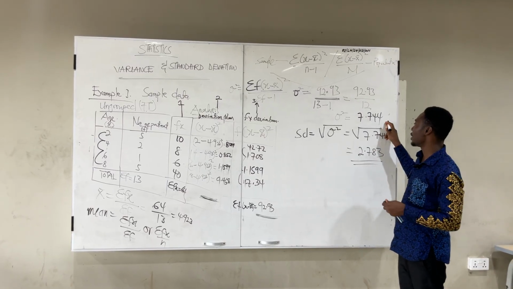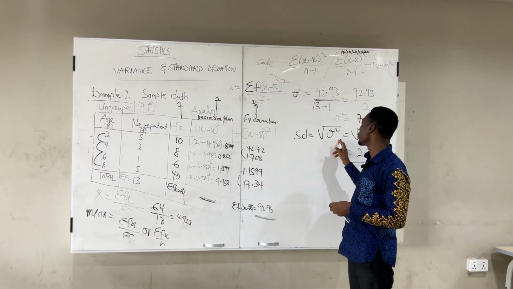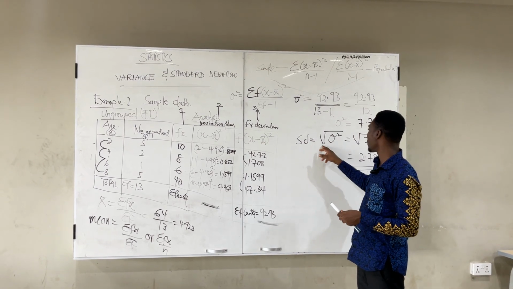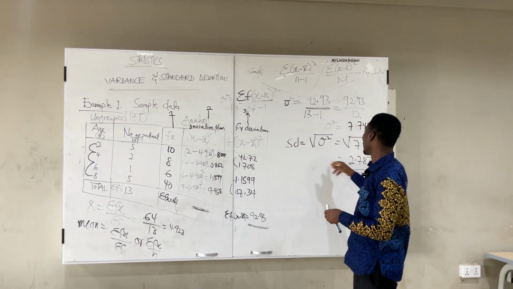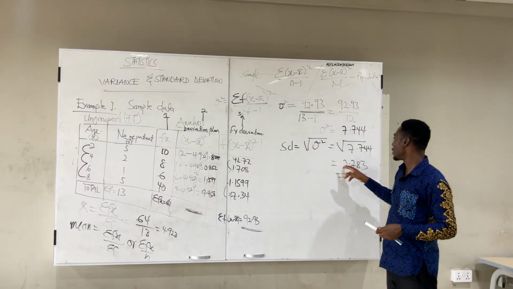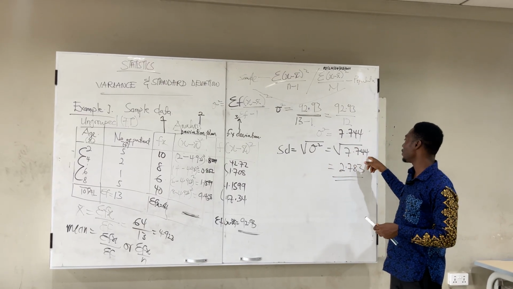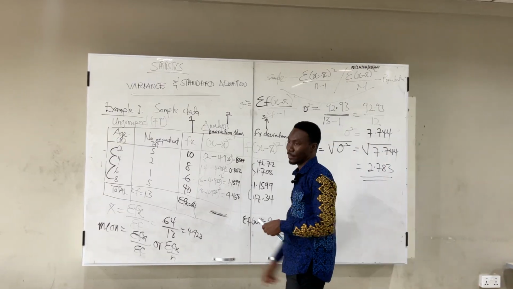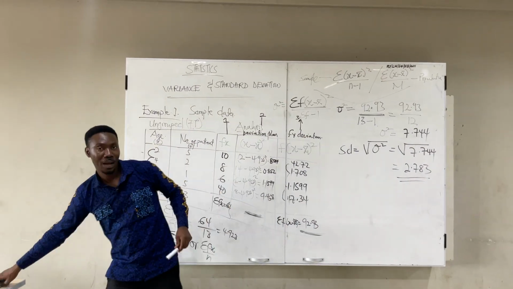When you get the variance, standard deviation is equal to the square root of variance. Is that okay? Standard deviation is equal to the square root of variance. So standard deviation is equal to the square root of 7.744. Then you get 2.783. Then you are done.